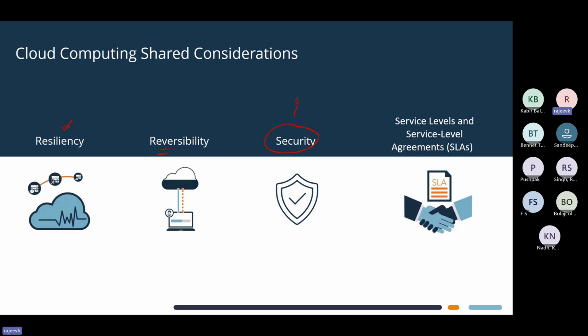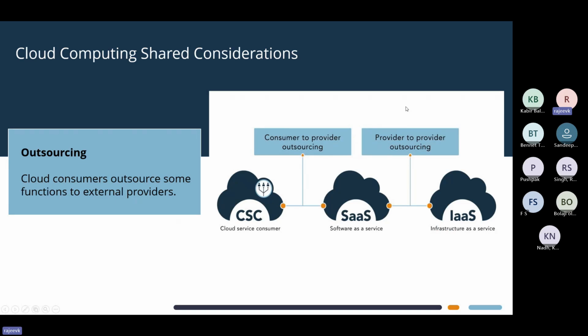Okay, so let's move on to the next section. Now we are aware of the cloud computing shared consideration, that the cloud consumer outsources some functions to an external provider as well. It definitely depends on what exactly the service model you are using, whether software as a service or infrastructure as a service. So the best thing is to understand the overall contractual language created by the provider, understand what your responsibility is, and accordingly make the relevant decision. That is one of the important things.